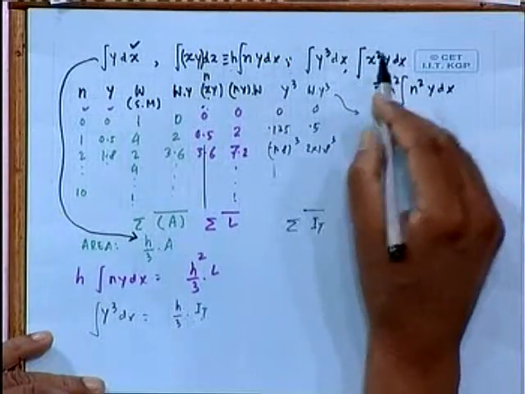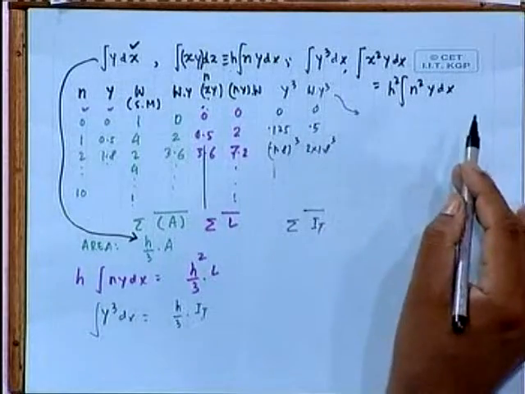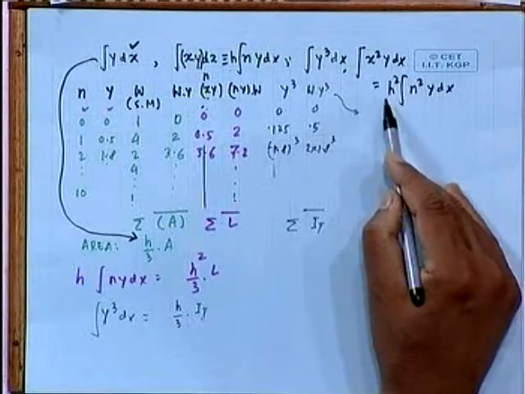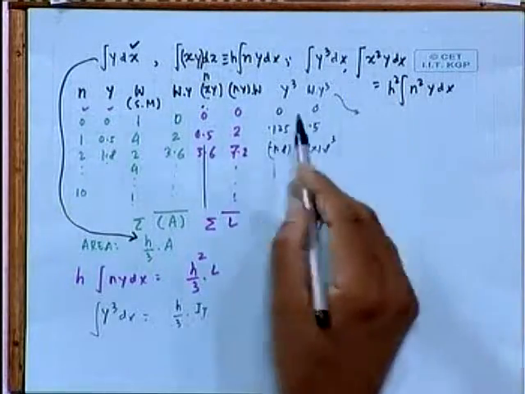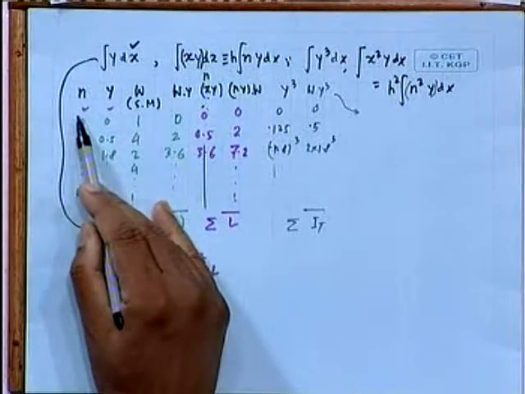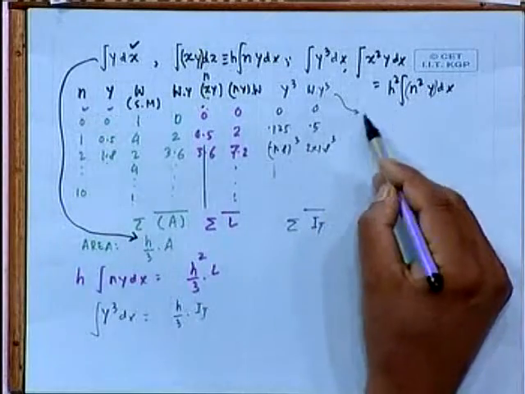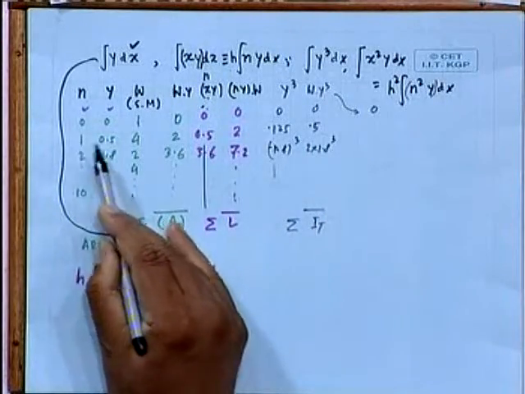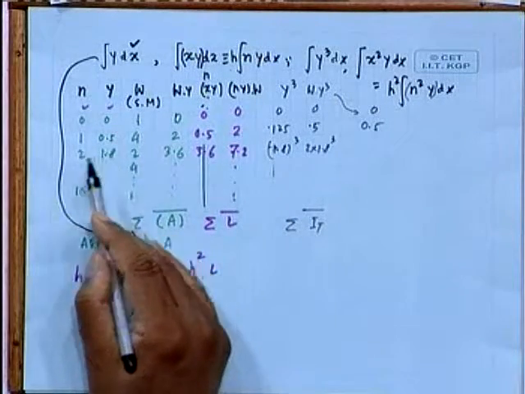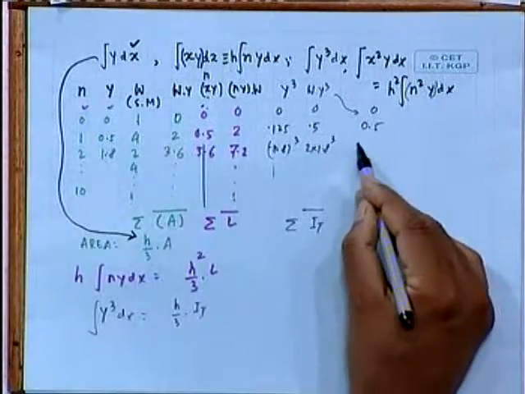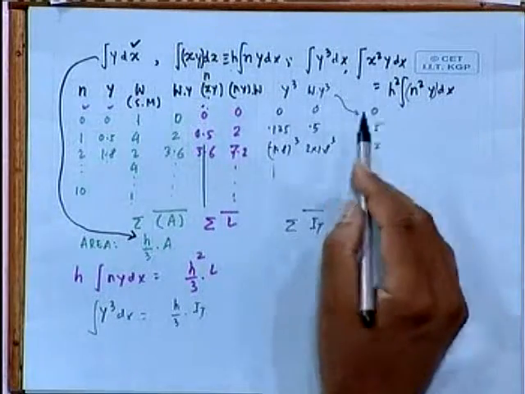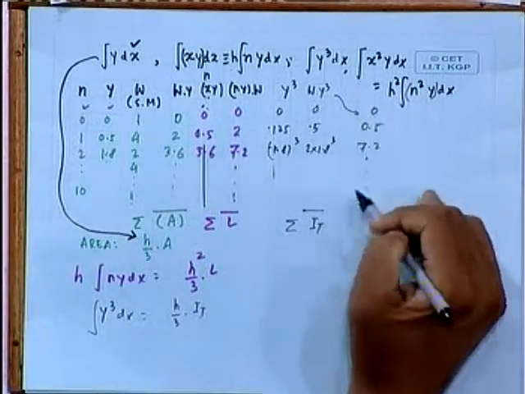Now comes this x square y dx. This is the most confusing one sometimes. Now x square y dx is actually h square n square y dx. So I have to now take the ordinate as n square into y. So this becomes my first one 0. Second one is 1 square into 0.5 is 0.5. Third one is 2 square into 1.8. See, 2 square is 4. 4 into 1.8 is 7.2. Like that we have done it. So this is my ordinate.